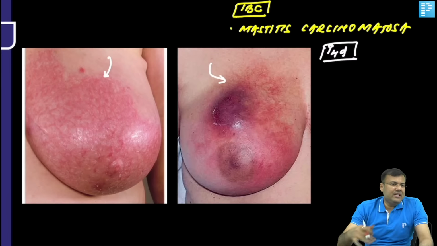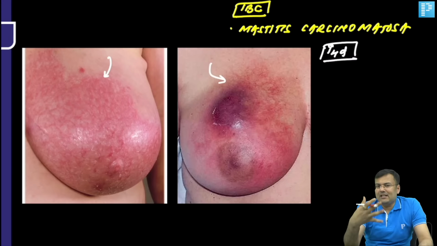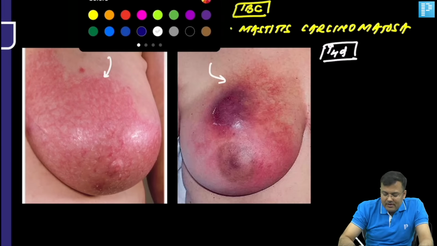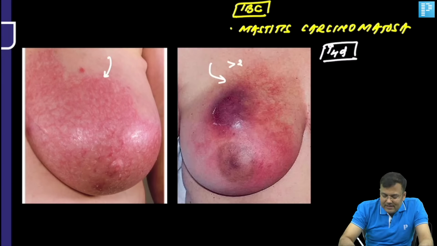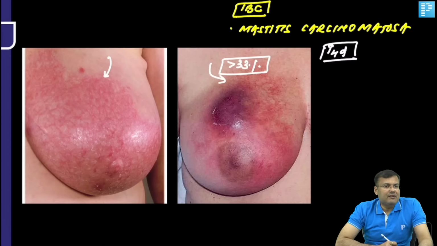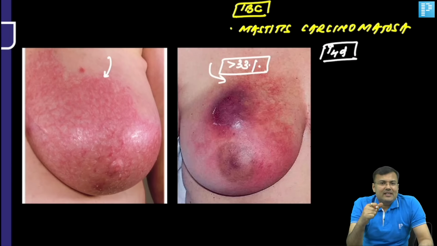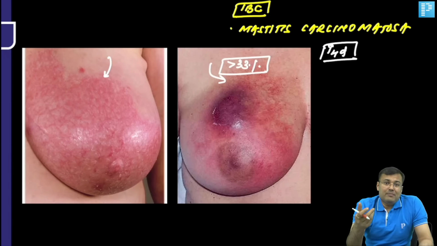If it is T4D, it behaves like locally advanced breast cancer. That's why here we go for neoadjuvant chemotherapy plus MRM plus radiotherapy. In this case, you have to remember by inflammatory changes, how much breast skin should be involved? More than 33% of breast skin should be involved by the inflammatory changes. Easy. Next, here presence of lump is not mandatory. A lump may or may not be present. So, presence of lump is not mandatory.